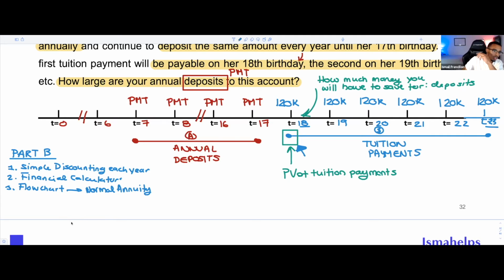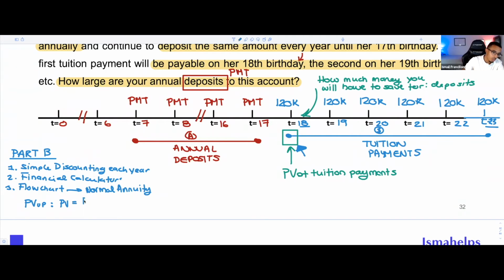Okay. So I'm going to ask y'all, could somebody solve for the present value of the university payments? Somebody tell me what that would be. You could either discount every single one of them one by one, or you could use your financial calculator, or you could use the normal annuity formula. And in the meantime, I'm going to plug in the formula for the normal annuity.